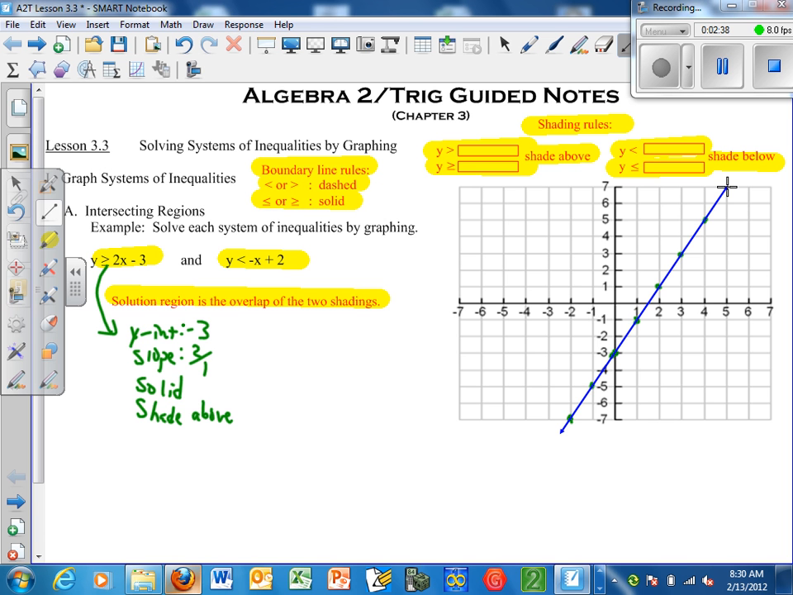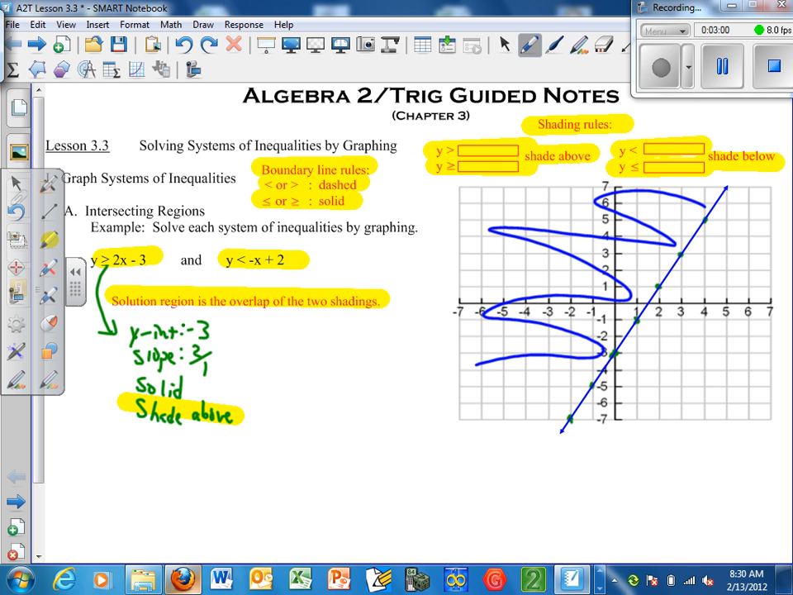And I want to shade, oops, let's undo that. I want to shade above. So above that line would be up here. So let's see, that was a blue line. So let's shade that in blue. So I'm above this line. So right now we're talking about this region. But now we've got to put the second one on there as well. And I will use red.